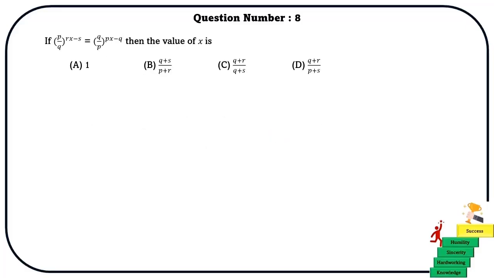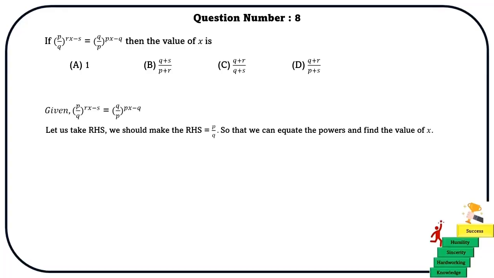Question number 8. If p by q to the power rx minus s is equal to q by p to the power px minus q, then find the value of x. Let us take RHS. So we should make the RHS equal to p by q so that we can equate the powers and find the value of x. That is, both of the bases in RHS and LHS should be equal.